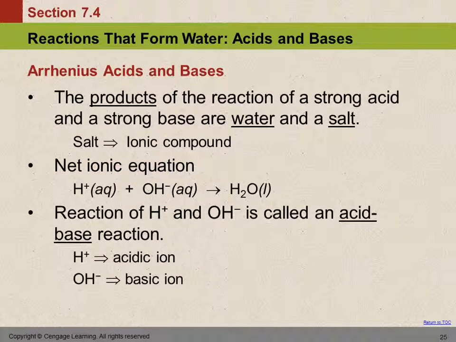Now, if you mix an acid with a base, you get very predictable products. The products are going to be water and salt. And salt in chemistry land means any ionic compound, not just table salt, sodium chloride. So you mix an acid and a base, you're going to get water and a salt.